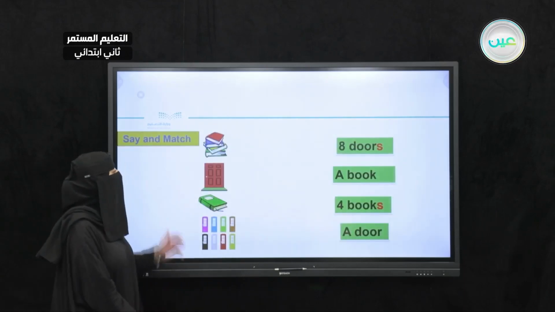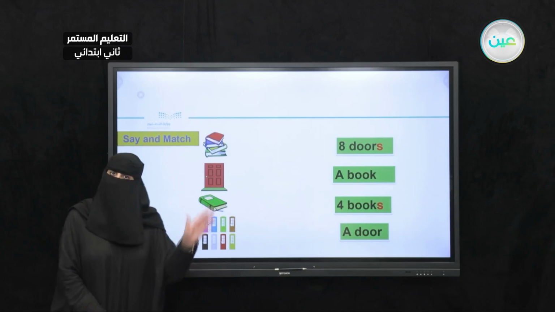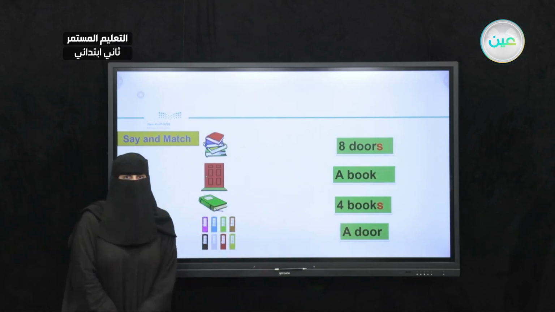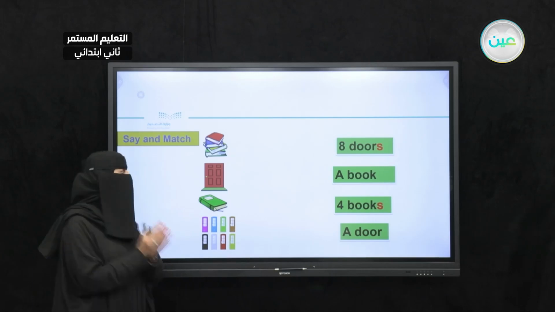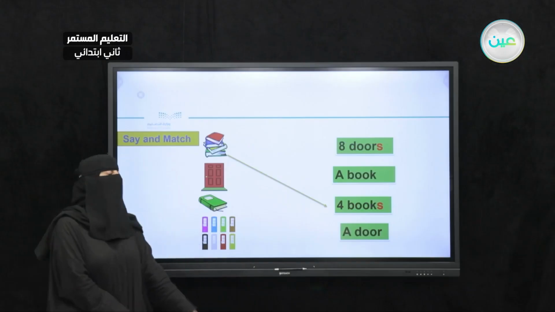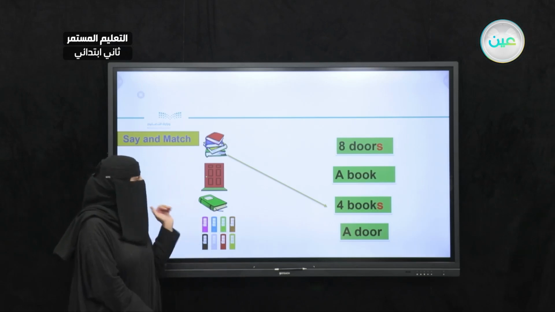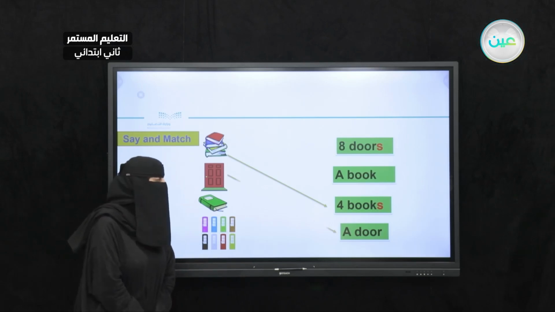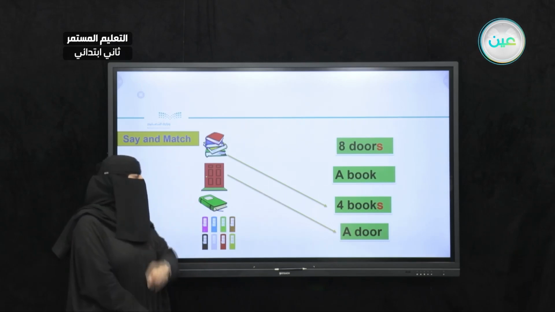Now, let's look and match together. To your left, I have the items. To your right, I have the words, singular and plural. Let's start with the first one. I have 1, 2, 3, 4. 4 what? I have 4 books. Very good. Below, how many doors can you see? I can see a door, singular, a door.